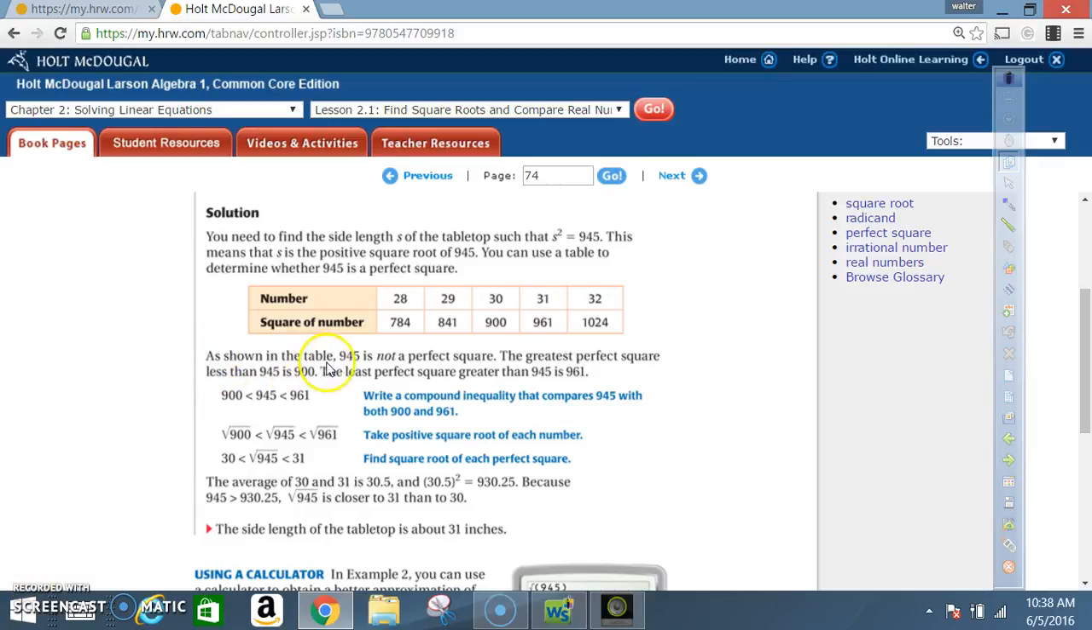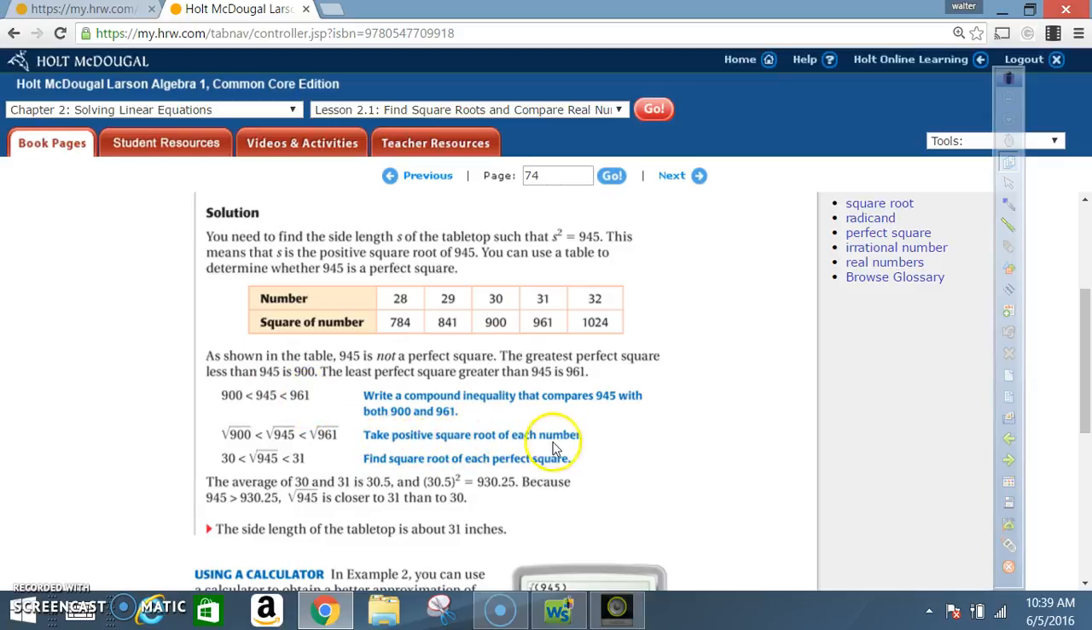As shown in the table, 945 is not a perfect square. The greatest perfect square less than 945 is 900, and that comes from 30. The least perfect square greater than 945 is 961, and that comes from 31. Now write a compound inequality that compares 945 with both 900 and 961. What you'll find is that 945 is greater than 900, but 945 is less than 961. I'm reading this from the inside out: 945 is greater than 900, and 945 is less than 961.